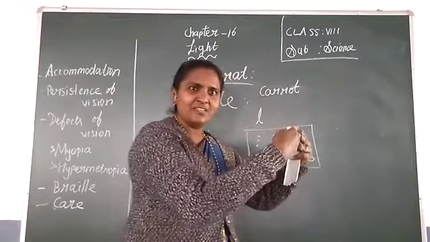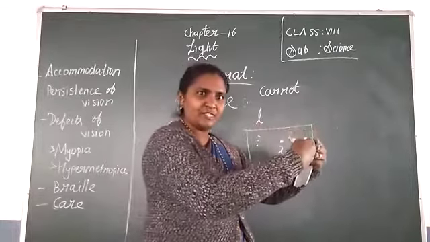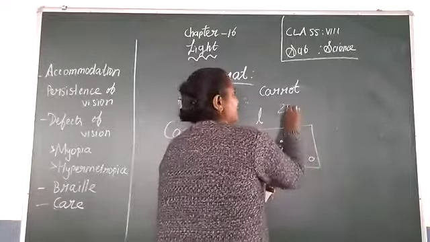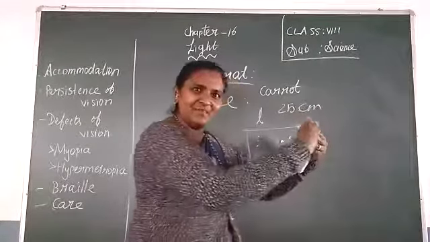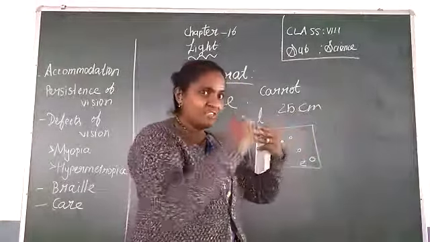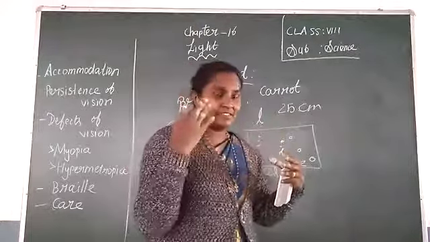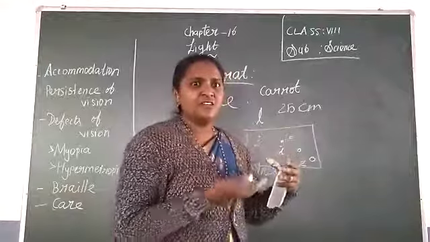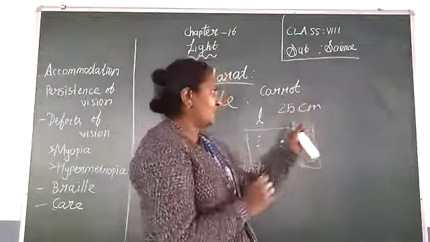You have to keep things away from you. If you want to read a book, you have to keep it 25 centimeters away. This is the minimum distance. Otherwise it will soon become defective, and some problem will arise in the vision. So the minimum distance between you and the object should be what? 25 centimeters.